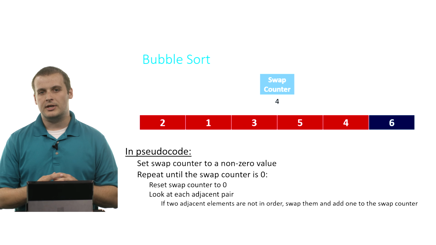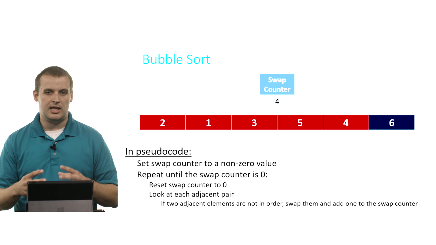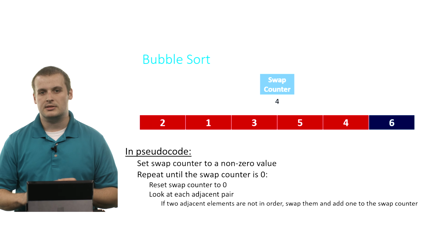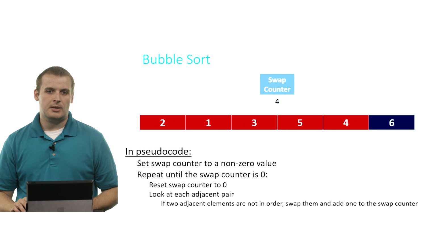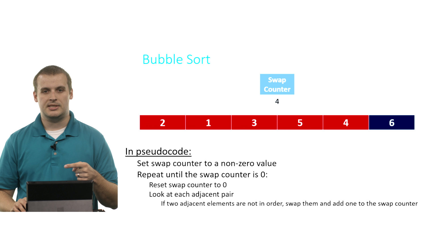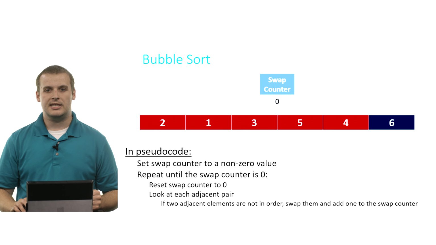And in future iterations, going through the array again, we don't have to consider 6 anymore. We only have to consider the unsorted elements when we're looking at adjacent pairs. So we have finished one pass through bubble sort. So now we go back to the question, repeat until the swap counter is 0. Well, the swap counter is 4, so we're going to keep repeating this process again. We're going to reset the swap counter to 0 and look at each adjacent pair.